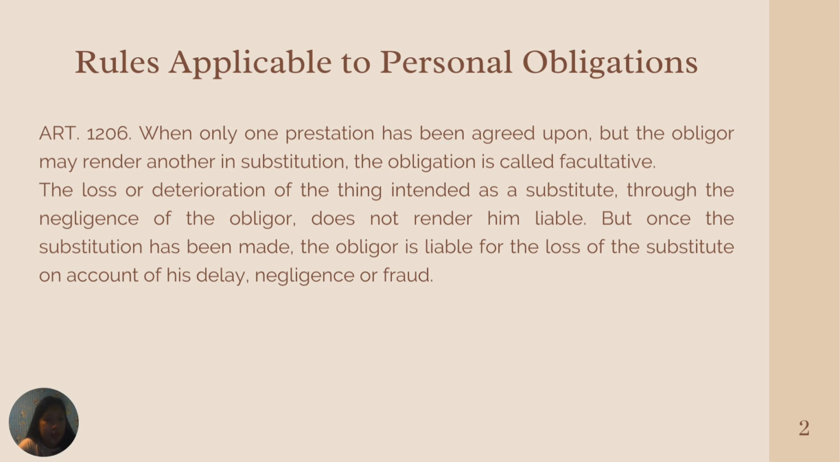When only one prestation has been agreed upon, but the obligor may render another in substitution, the obligation is called facultative. The loss or deterioration of the thing intended as a substitute through the negligence of the obligor does not render him liable. But once the substitution has been made, the obligor is liable for the loss of the substitute on account of his delay, negligence, or fraud.